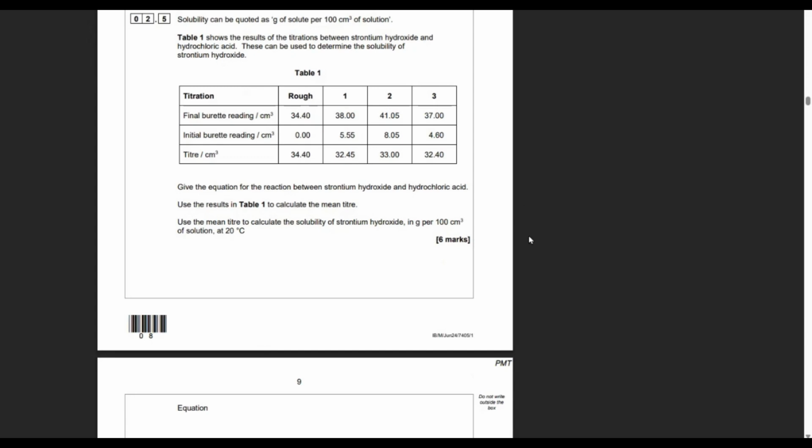Why don't you press pause on the video? Have a go at this one with your calculator, your pen and your paper. All right, I'm going to go through the answers.